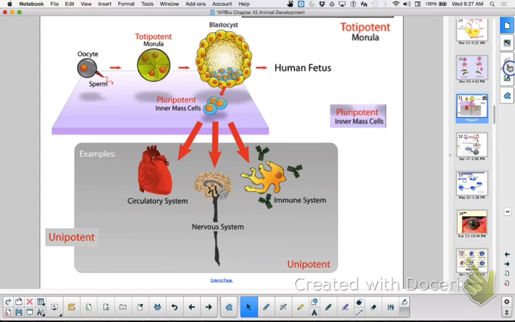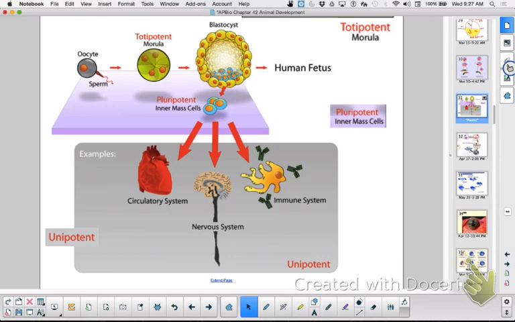Now, let's take a look at this. Here you can see the sperm fertilizing the egg. Here's a morula. You know what a morula is? Solid ball of cells. Good. Solid ball of cells, and it's totipotent. What does that mean? Full developmental potential.